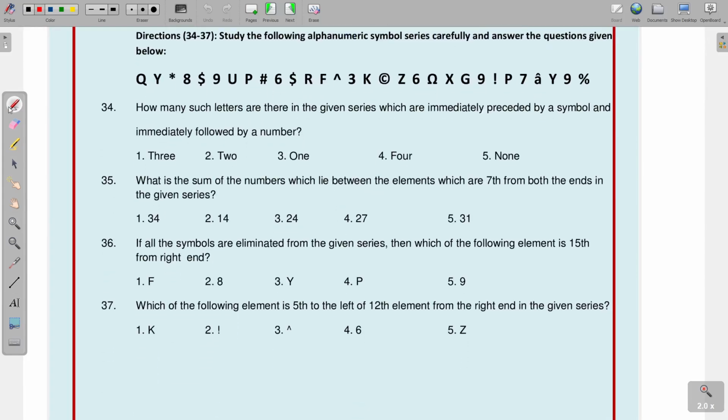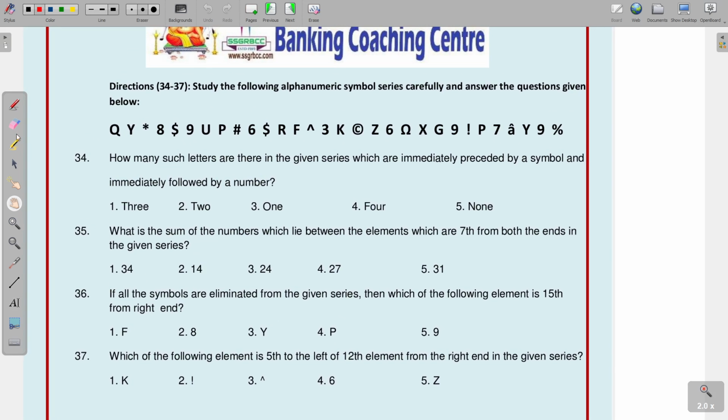Directions 34 to 37. Study the following alphanumeric symbol series carefully and answer the questions given below. So see question number 34. How many such letters are there in the given series which are immediately preceded by a symbol and immediately followed by a number? Symbol, letter, number. We need to find this type of combination.